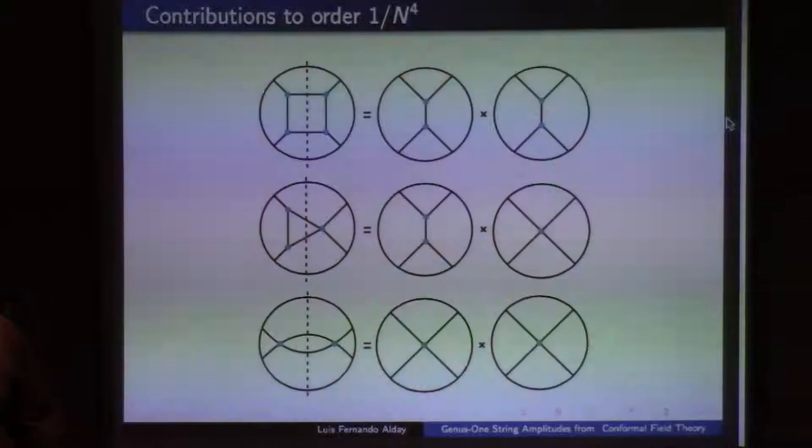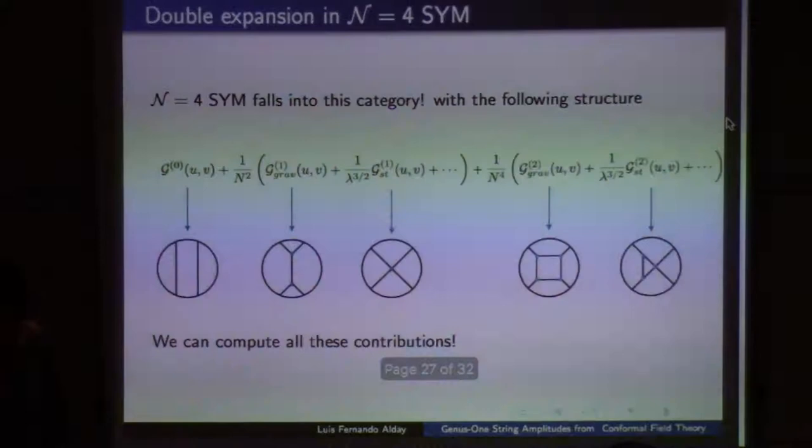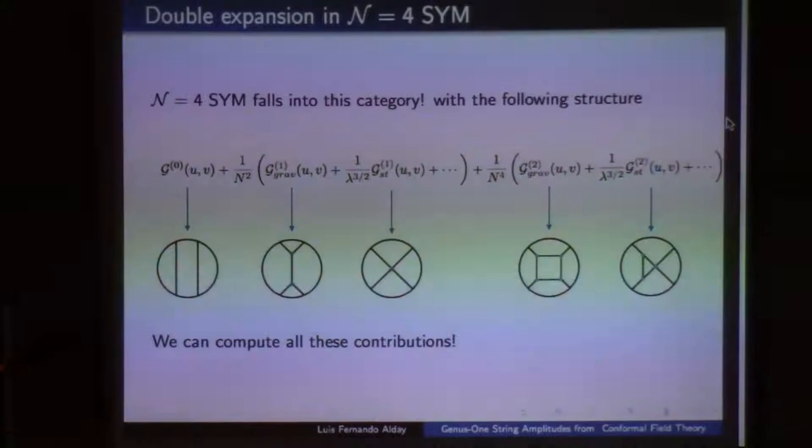So the discussion has been pretty general. But it turns out the theory we want to deal with is N=4 super Yang-Mills.